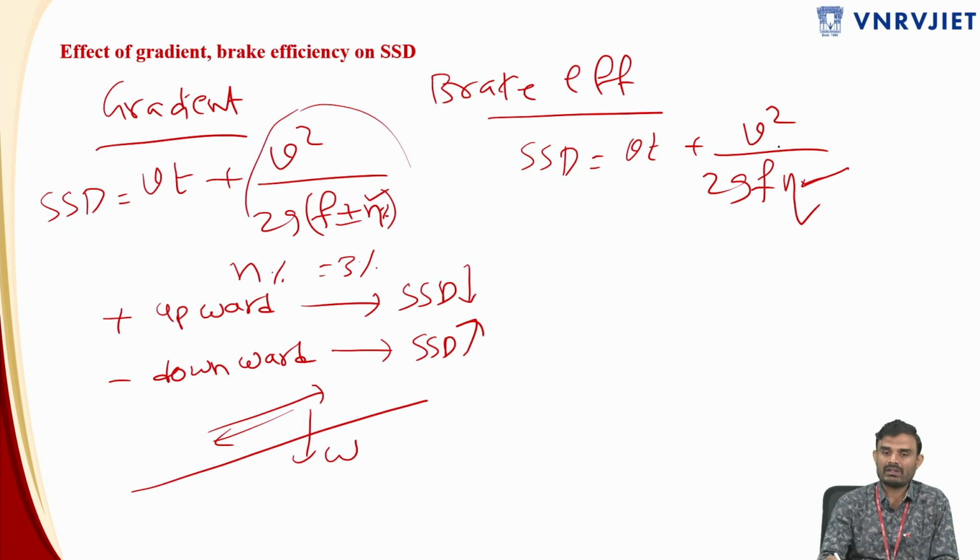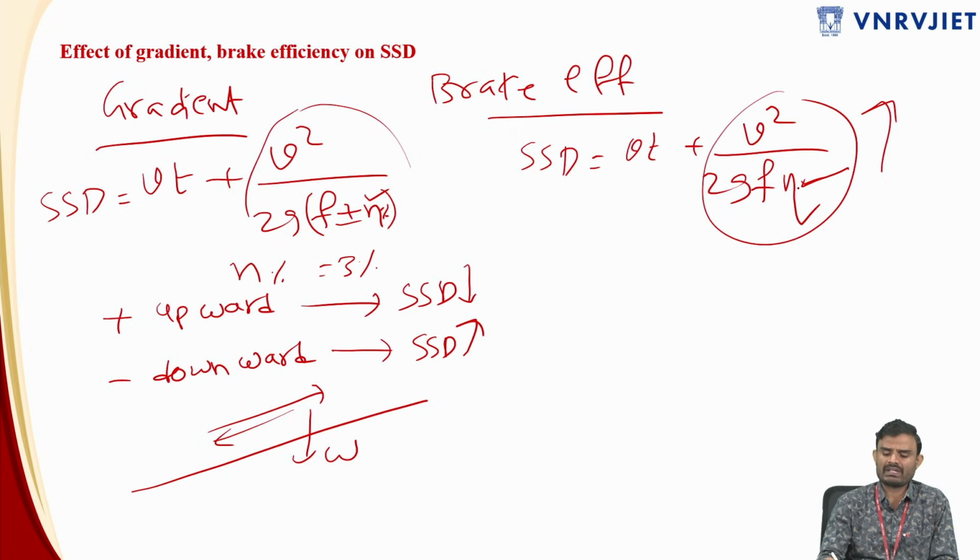So the denominator, instead of being 2gf, will be reduced when compared to 2gf. As a result, the entire braking distance is going to be increased to some extent because of lesser brake efficiency. So that is the effect of brake efficiency.